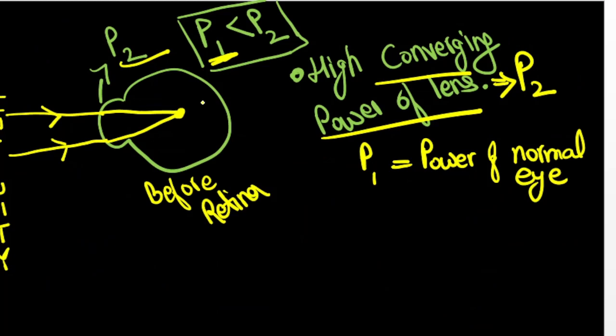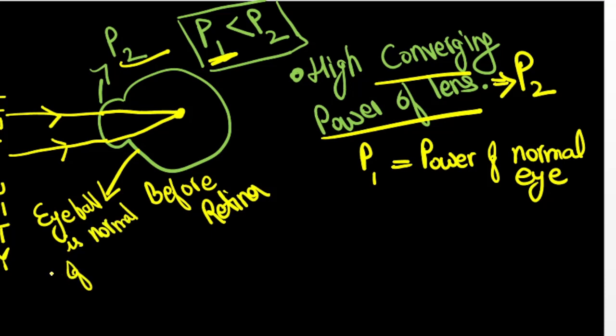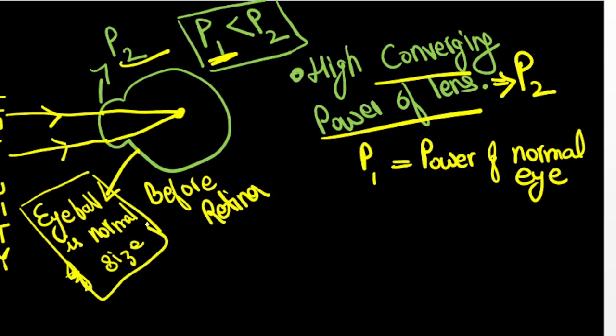And you may assume that this eyeball is also big, but no, the eyeball is of normal size. The size of the eyeball is absolutely normal. Then why is the image formed before the retina? That is the question here. Why is the image formed before the retina when the eyeball is of normal size? So it is because of the high converging power of the lens.